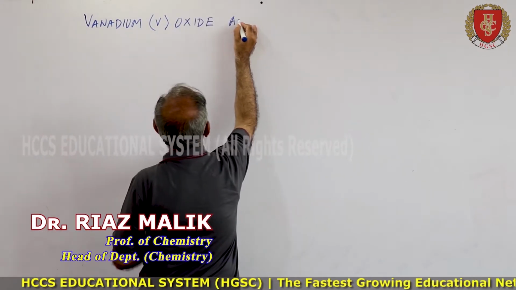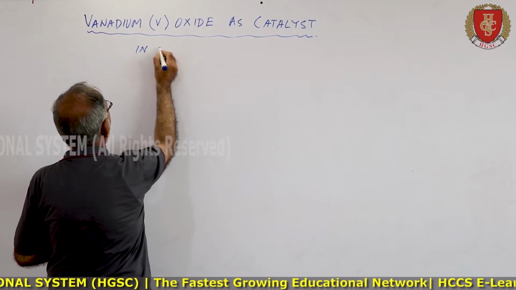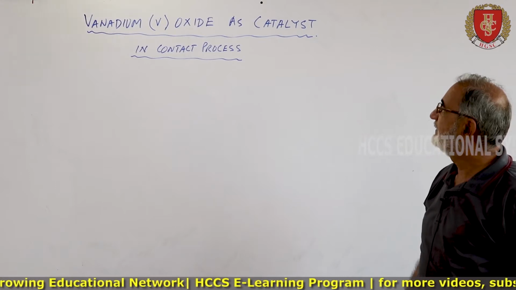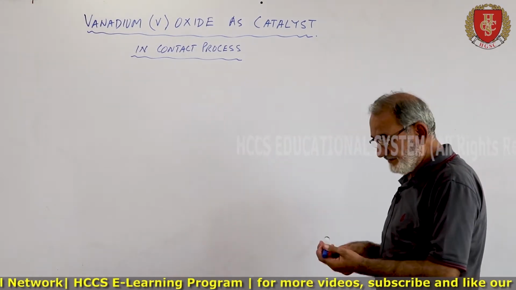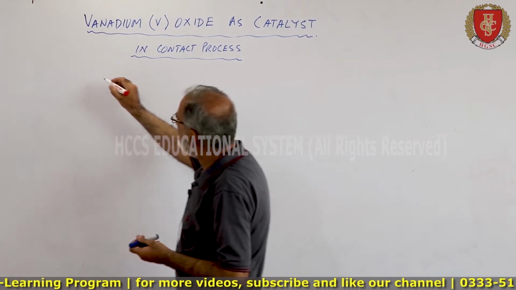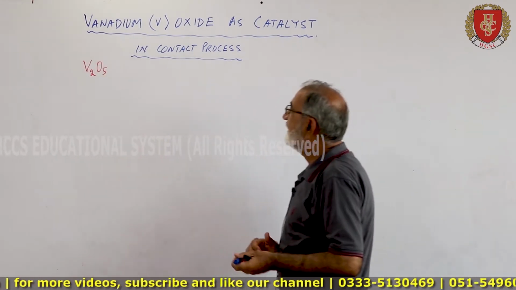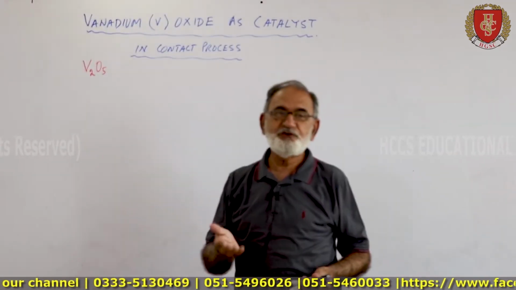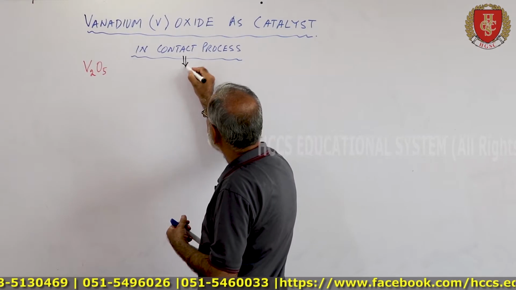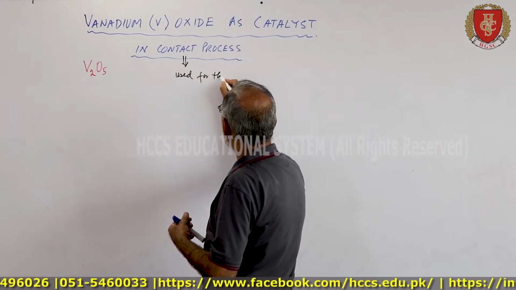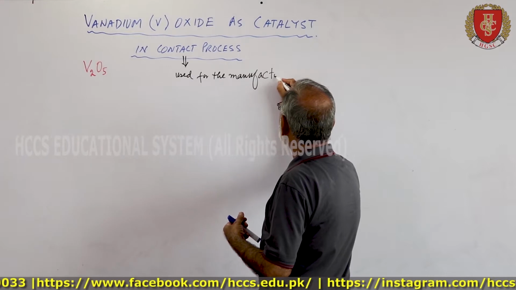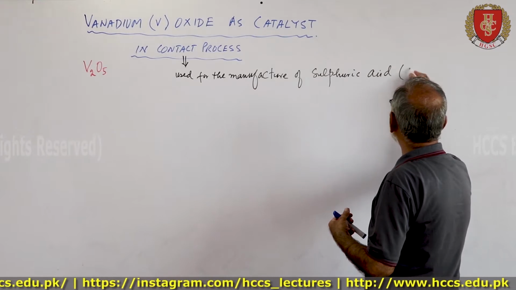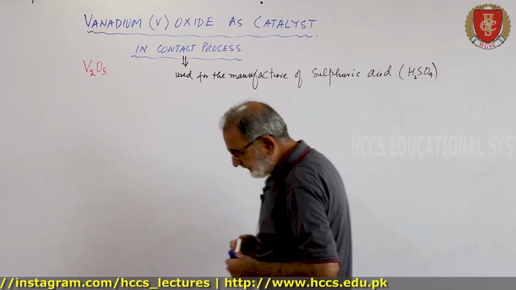Dear student, today we will discuss vanadium pentoxide as a catalyst in the contact process. Today we will discuss the function of vanadium pentoxide, that is V2O5, used as a catalyst in the contact process. The contact process is used for the manufacture of sulfuric acid, that is H2SO4.